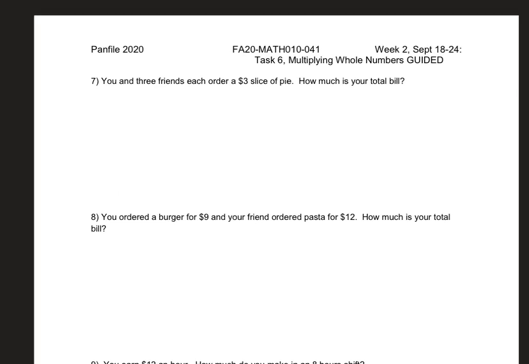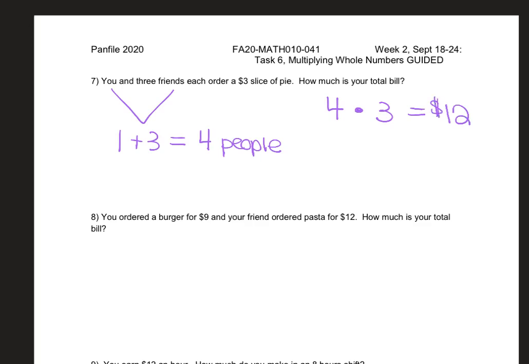You and 3 friends each order a $3 slice of pie. How much is your total bill? So you and 3 friends, so a total of 4 people, order a $3 slice of pie. So 4 people times a $3 slice of pie. $12 will be your total bill.